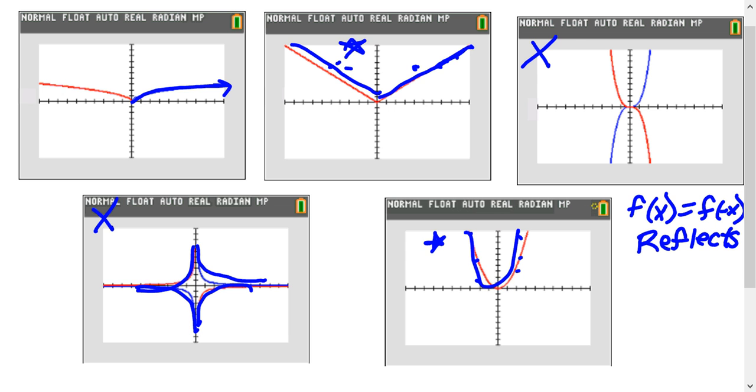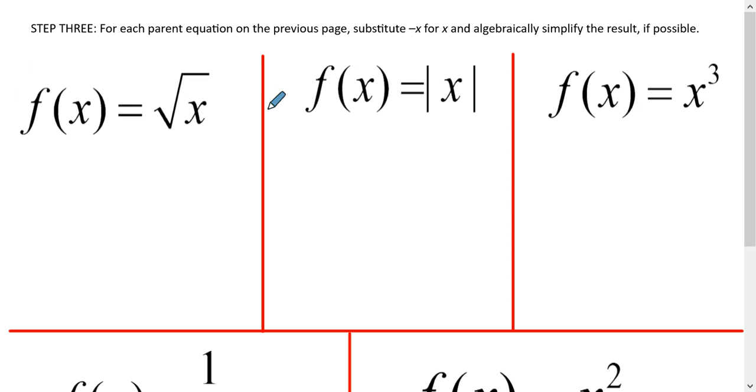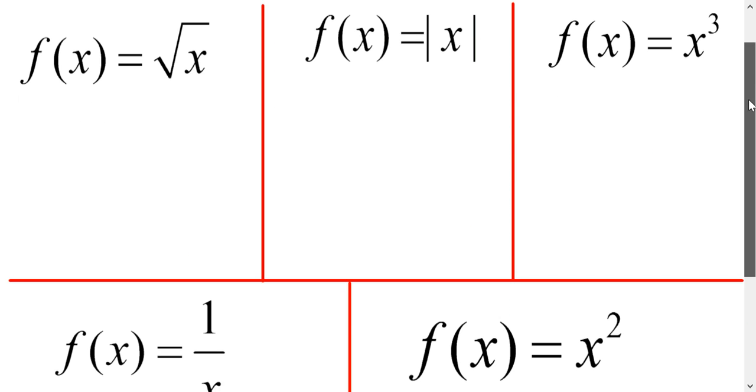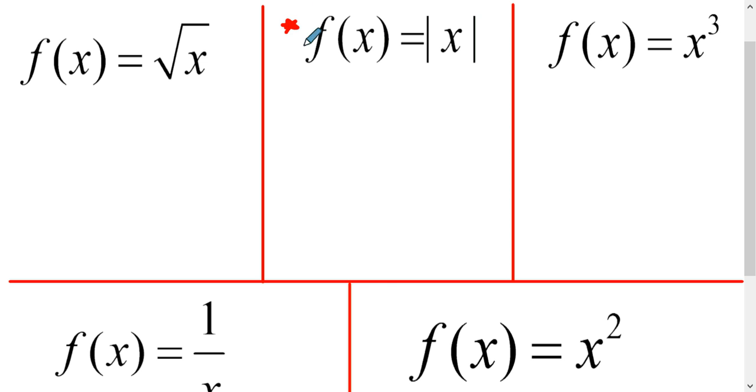So these two here rotate onto themselves, and this one does nothing. So there's some commonalities because of that feature. And I can do it algebraically as well. So I'm going to look at the two that reflect onto itself. So this one here and this one here reflect onto itself.